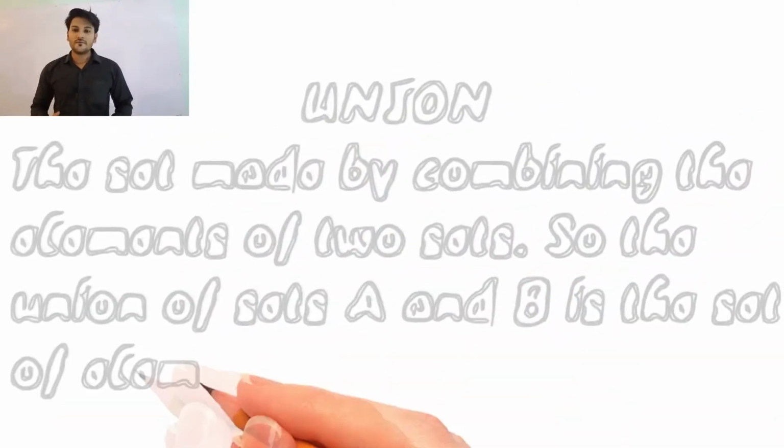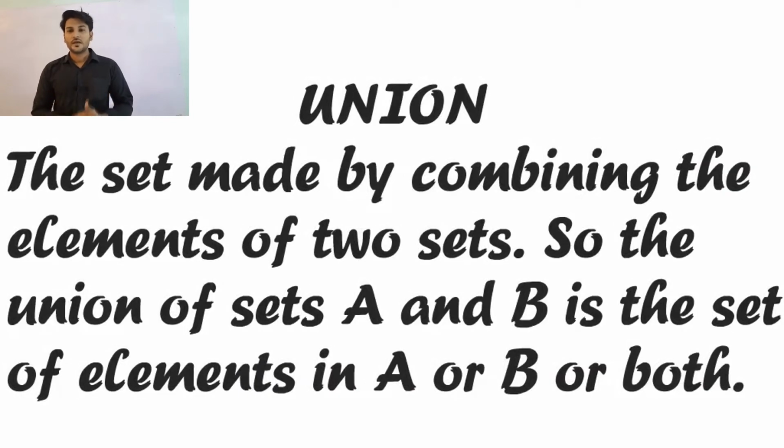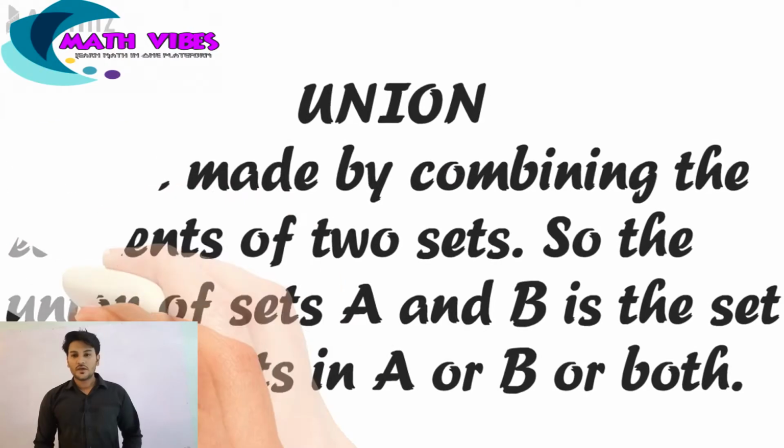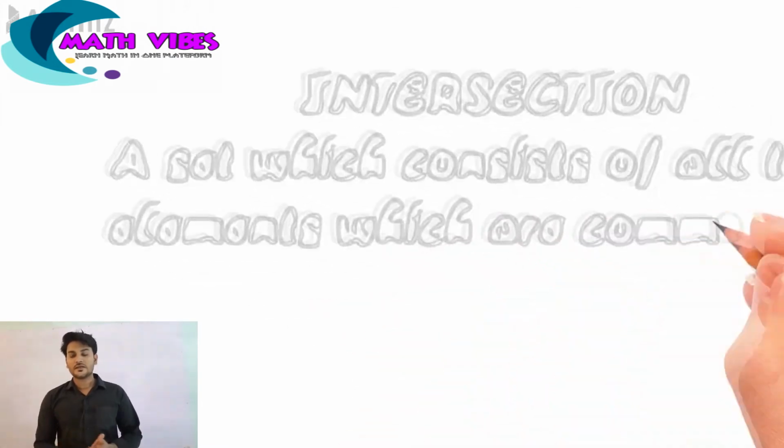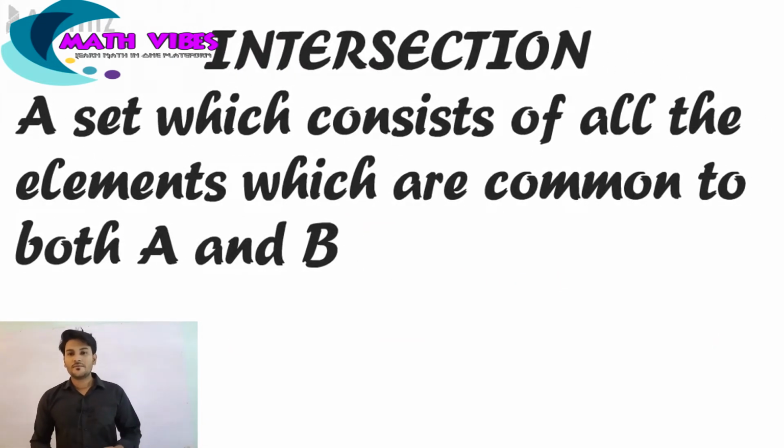So how do we define the union of sets? Combining all elements which are present in both sets is known as the union of sets. But here is a point you should remember: repetition is not allowed. Every element is different from the others. This is the complete definition of the union of sets. Next, what is intersection? All the common elements which are present in both sets are known as the intersection of sets.